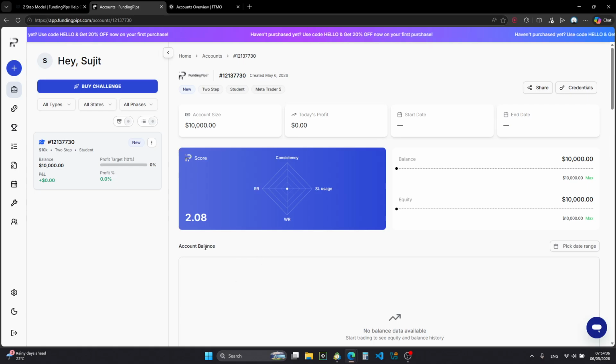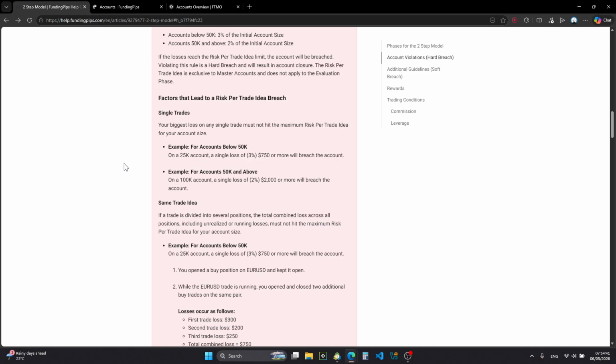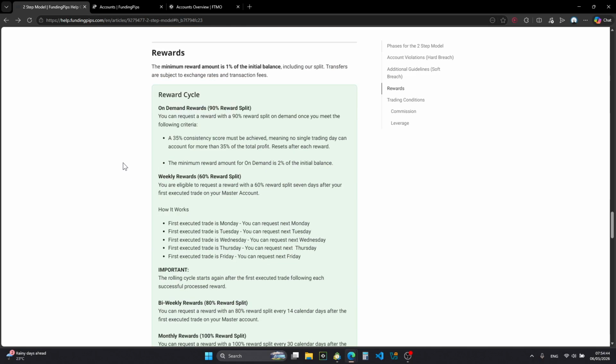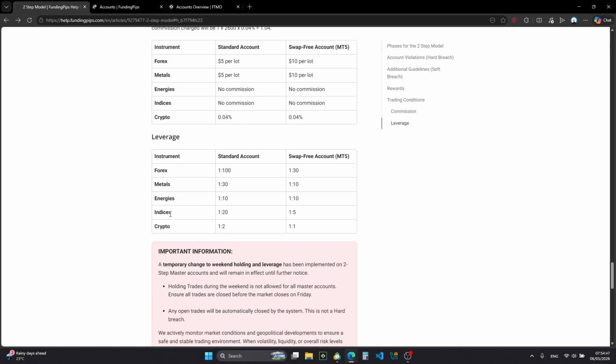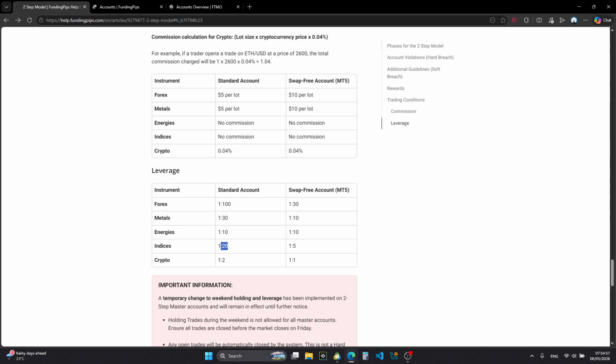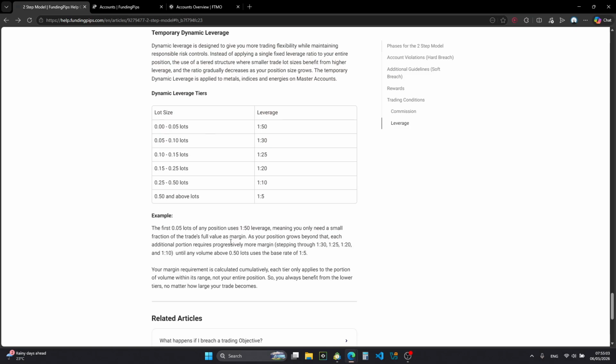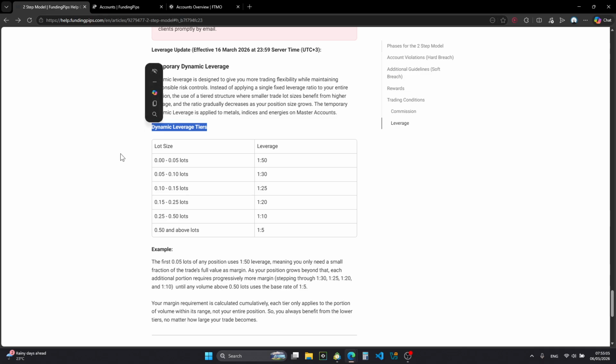But I don't know what the leverage here is. It's showing variable leverage, which I kind of don't understand the way it works. As I'm using FTSE, the indices have 1 to 20 leverage. It has no commission. And there's also dynamic leverage here. I don't understand this actually. It's confusing. How can leverage be dynamic?